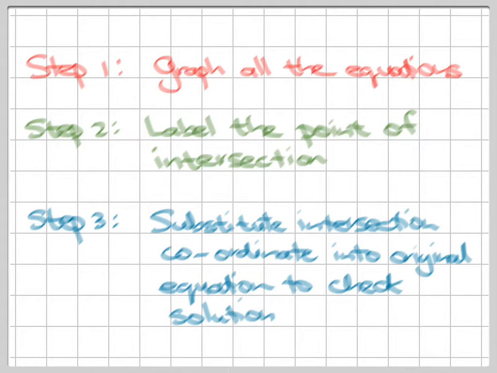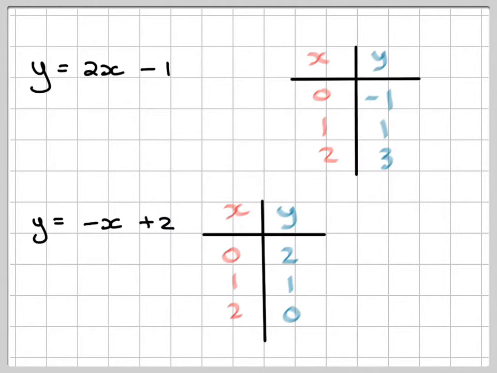In step 2, we're going to label the point of intersection. So where the two of them cross, you're going to label that point. And in step 3, you're going to take those coordinates and substitute them into the original equations to check that they balance as equations. And then we'll know we've got the correct answer. Right, so let's do it.